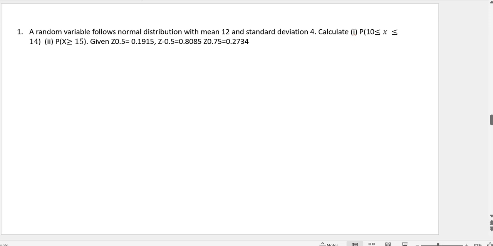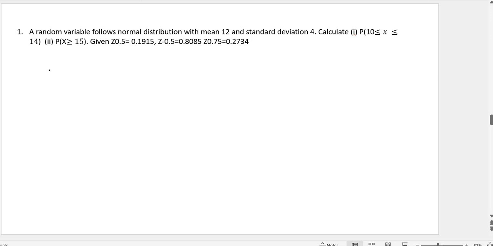We now solve a problem. This problem needs to be solved using normal distribution. A random variable follows normal distribution with mean 12 and standard deviation 4. Calculate P of 10 less than or equal to x less than or equal to 14, and P of x more than or equal to 15. There are some z values which are given.